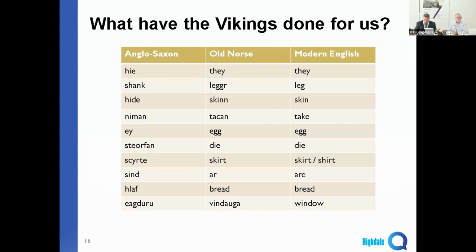We can look at the Vikings, the influence of Old Norse, the language of the Vikings. And if you look at this chart, we have Anglo-Saxon on the left and Old Norse in the middle and modern English. It shows that many of our words did not come from Anglo-Saxon, but came from the Norwegians or the Danish, actually mostly Danish. Words like they, because the Anglo-Saxons had a different word. So in Anglo-Saxon, we didn't say they and them, we said he and him.